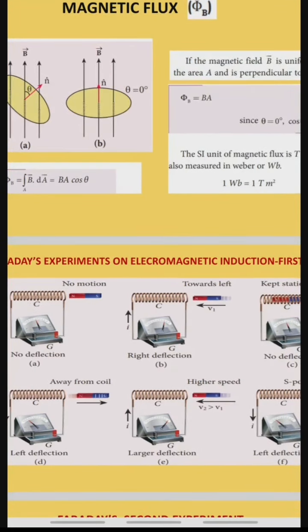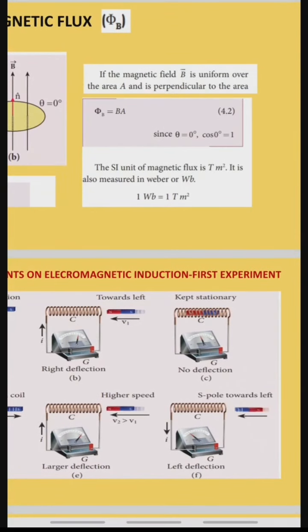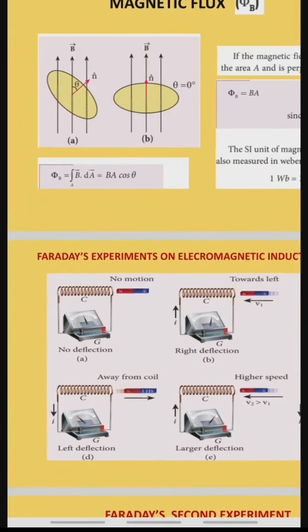Next one, Faraday's experiment on electromagnetic induction, first experiment. Figure A. A galvanometer is connected to a coil C of insulated wire. The galvanometer does not deflect. Why? There is no current in the circuit. Figure B. When a bar magnet moves towards the coil with its north pole facing the coil, there is a momentary deflection in the galvanometer.